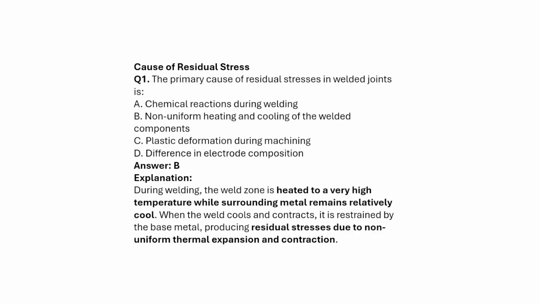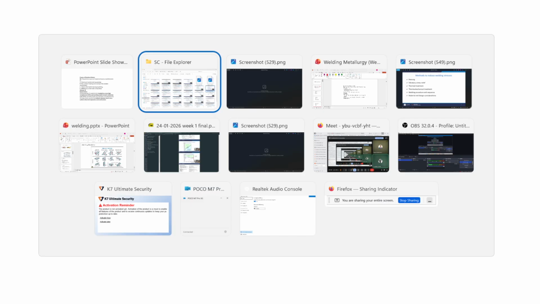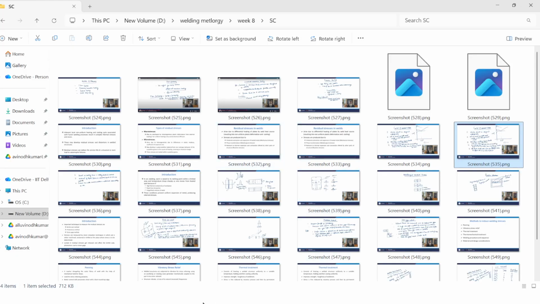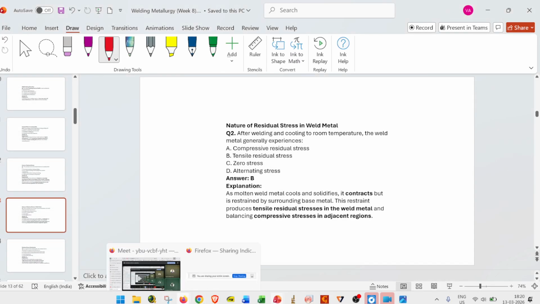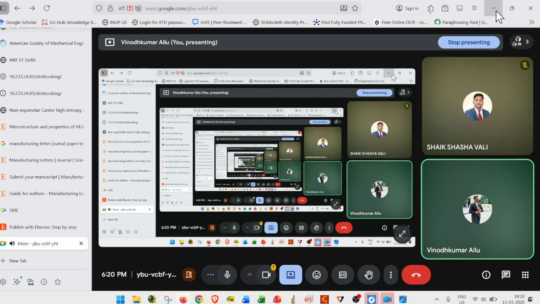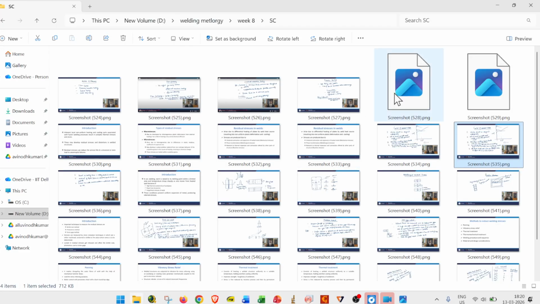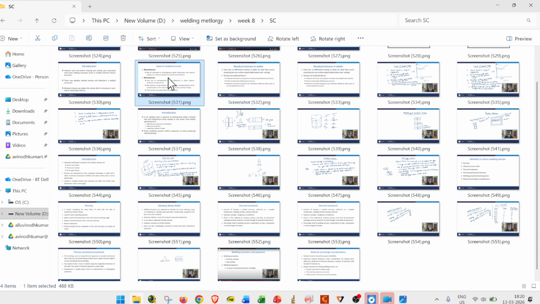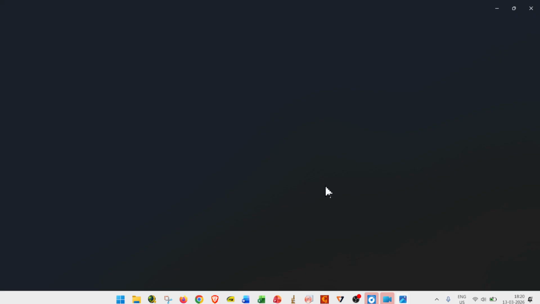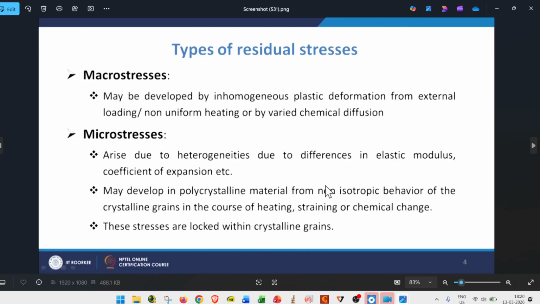Next, coming to residual stresses. What are the types of residual stresses? We have two types of residual stresses. One is macro scale residual stresses. Second is micro scale. So macro scale ones are at a much larger scale.